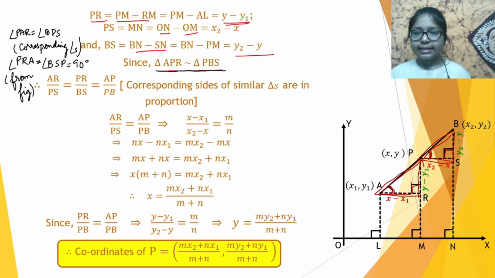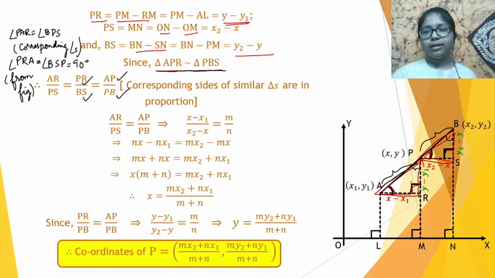So this angle is equal to this angle. So the side opposite to this angle is PR, so PR by the side opposite to this angle, BS. Noticed? Now this angle is equal to this angle. So the opposite side to angle PRA is AP, this side. So AP, and the opposite side to angle BSP is PB. What are the remaining angles? This and this. So these are also equal. Third angle should be equal.